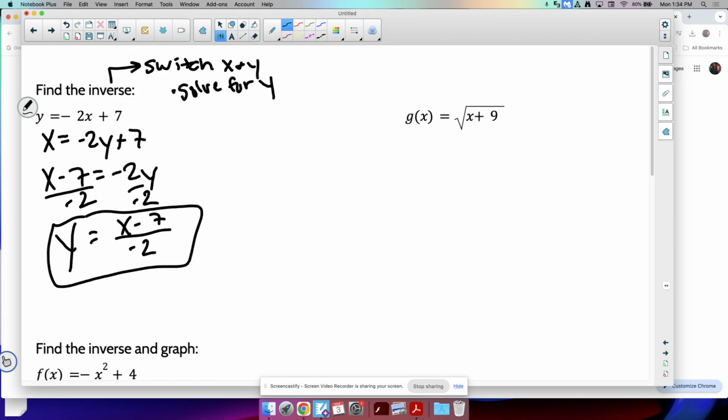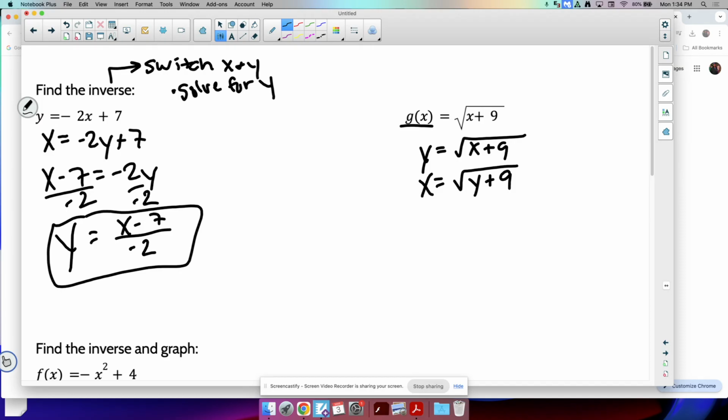Okay, next one. To make it easy on ourselves, what's g of x the same as? Y. I like to rewrite them so they're always set equal to y, because it'll just cement in your brain that an inverse happens when your x and your y switch. So even if it's given to you in function notation, you can just say it's y equals, because then you switch your x and your y. And then we just got to get y by itself.